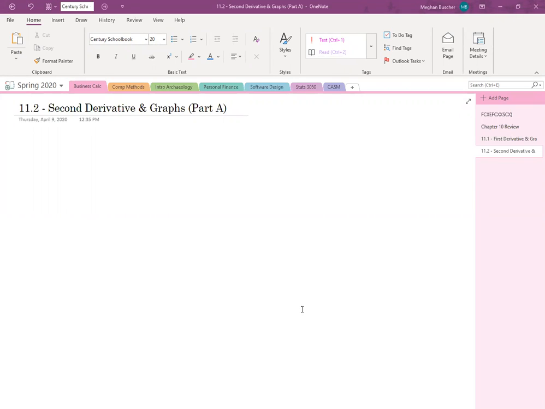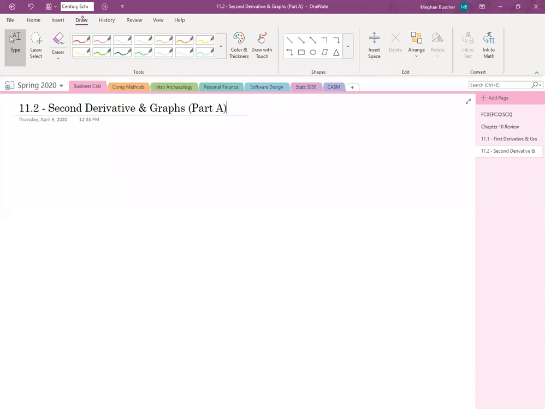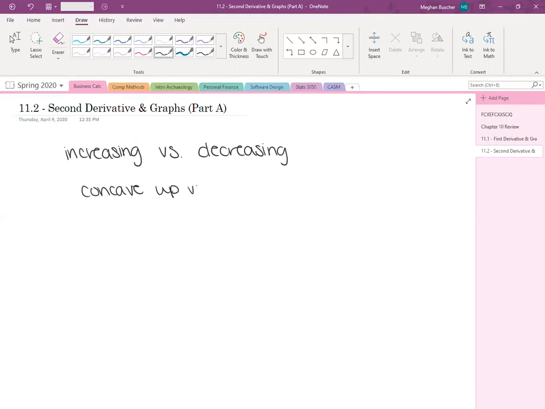Okay, so 11.2, this is just for part A, mind you, but 11.2 is dealing with the exact same thing we saw in 11.1, but rather than looking at increasing versus decreasing like we did in 11.1, we're now looking at concave up versus concave down. Okay, so this was 11.1, this is 11.2.